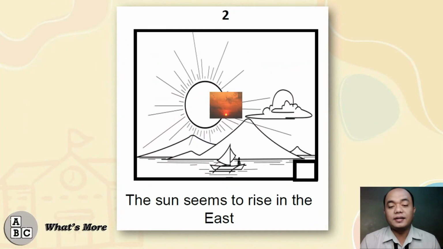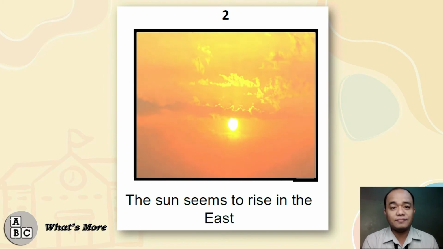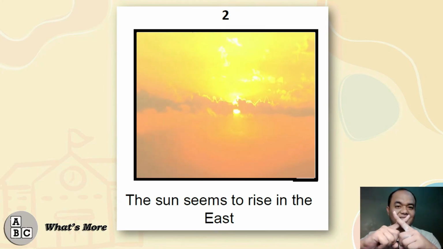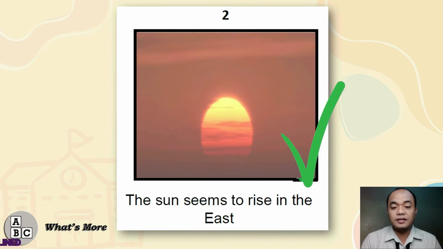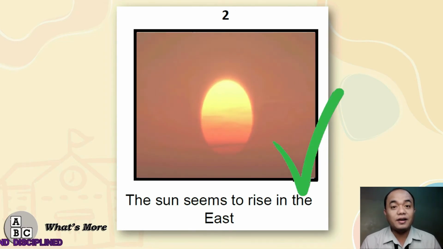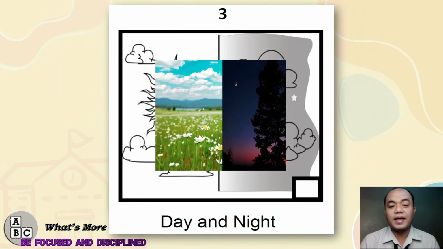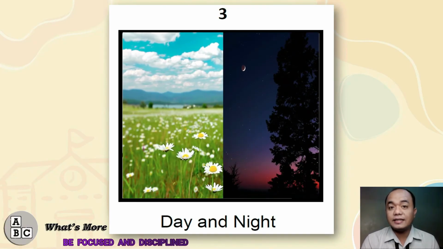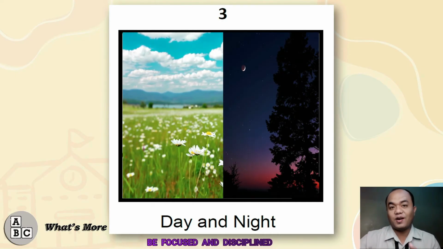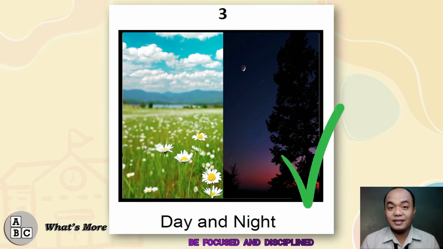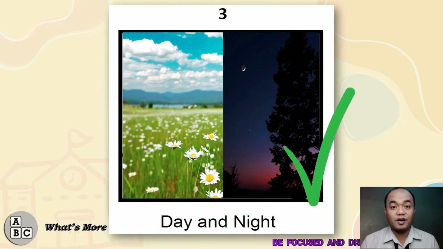Number 2. The sun seems to rise in the east. Is it an effect of Earth's rotation? Check or X? Yes, very good. Check. The direction of sunrise is the effect of Earth's rotation. Number 3. Day and night. Is the occurrence of daytime and nighttime an effect of Earth's rotation or not? Check or X? The correct answer is check. The daytime and nighttime is the effect of Earth's rotation.